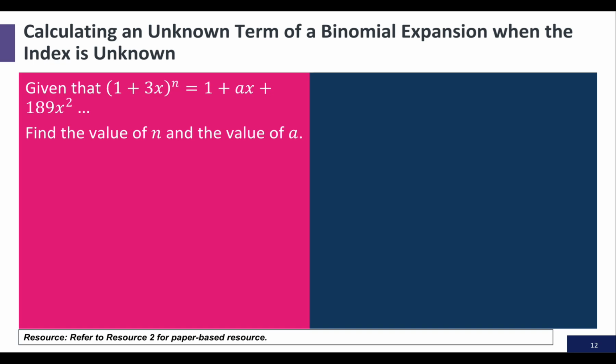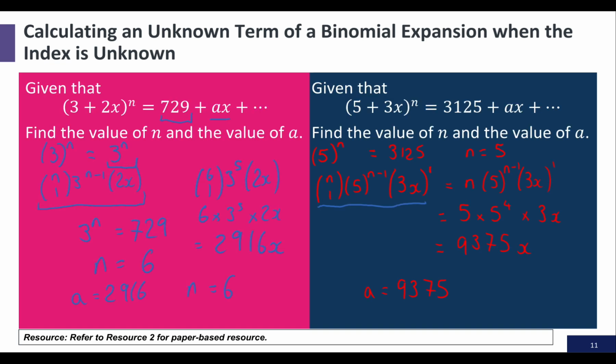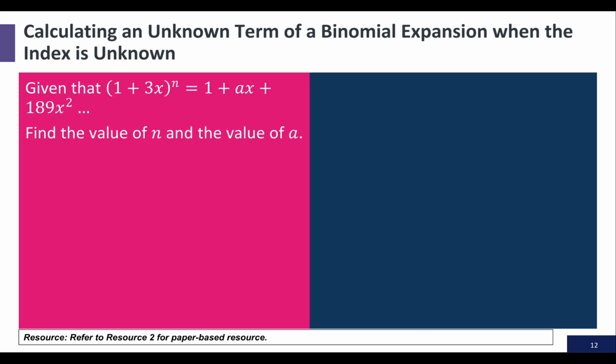What's the same? It's still a binomial. Still got an unknown power of n. We've got an unknown value of a there. And in the previous examples, we knew this first term here. So let's have a look. The problem with this one is the first term is going to be 1 to the power of n, which is always 1. So we can't just reverse engineer this one like the previous example.